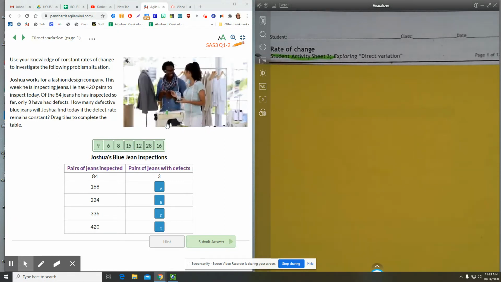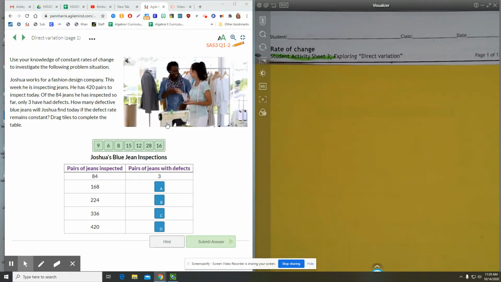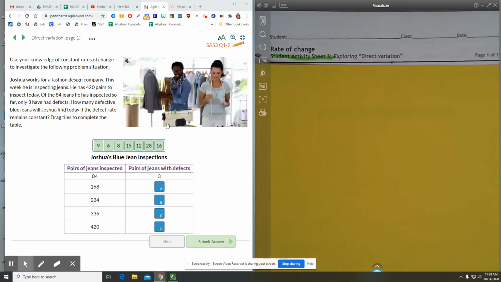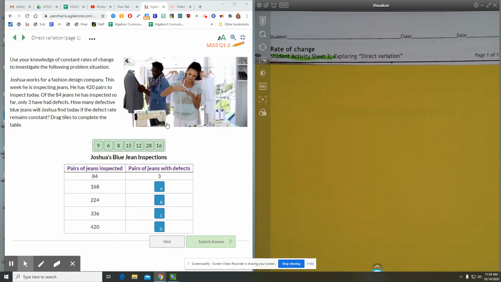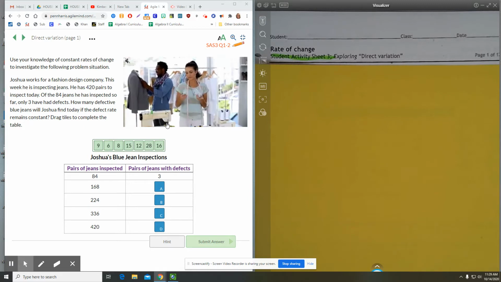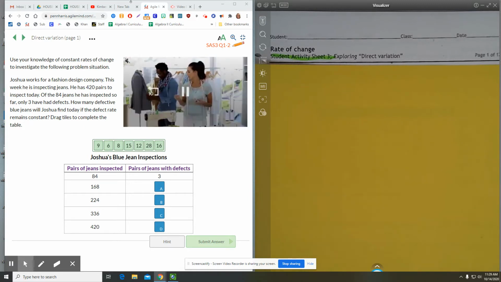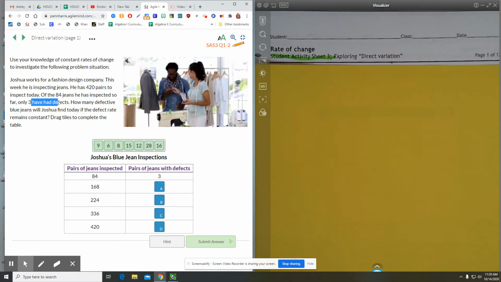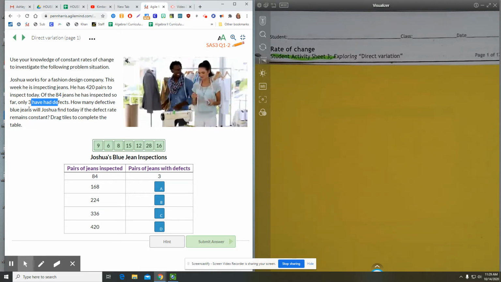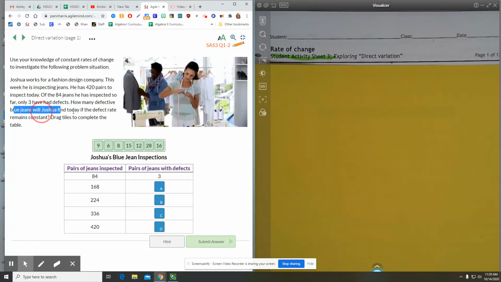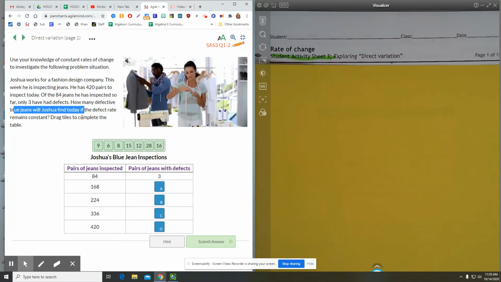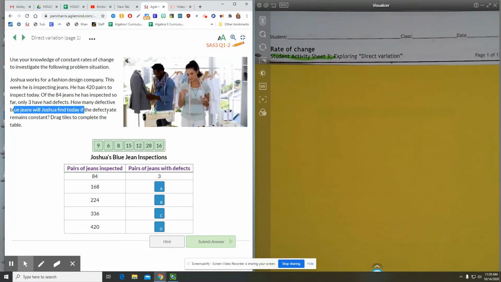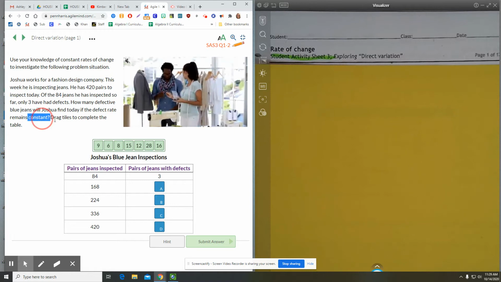So we have Josh, who works for a design company. He has to inspect 420 pairs of jeans today. Of the 84 jeans that he has already inspected so far, 3 of them have had defects. So they want to know how we can find how many total defective jeans Josh is going to find today if the defect rate remains constant.